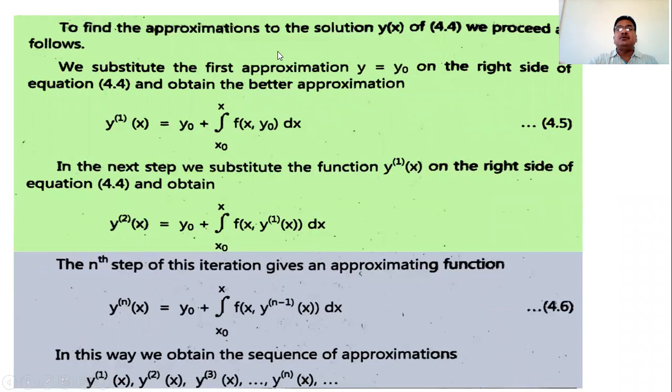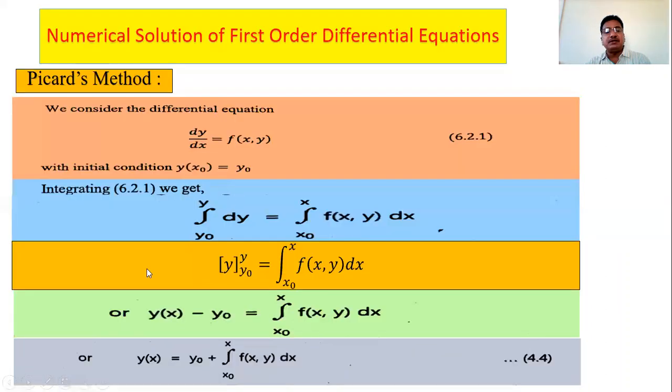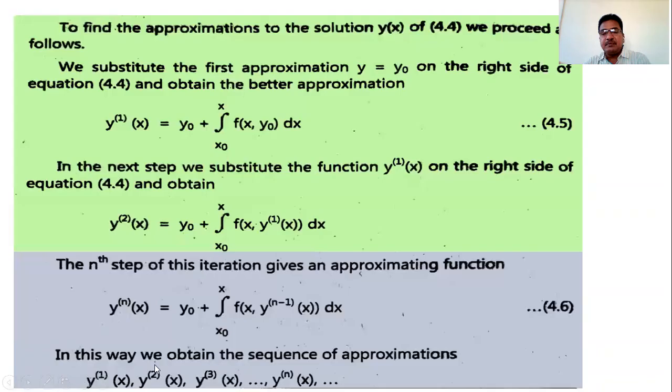To find the approximation to the solution y(x) of 4.4, we proceed as follows. This y(x) is the solution of this differential equation, and we have to find approximations to this y(x), or just y. Its first approximation is denoted by y raised to bracket 1, y1(x), or only y raised to 1. Then y raised to 2, up to y raised to n, which is the nth approximation.